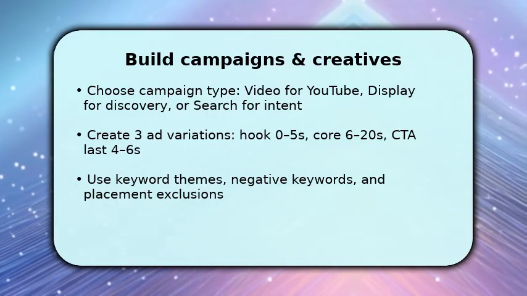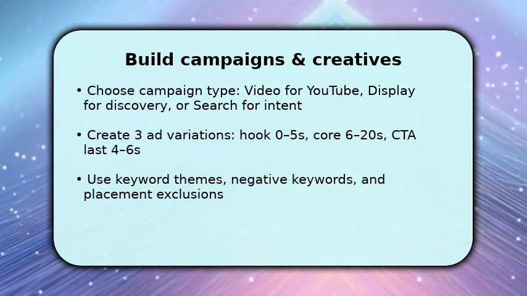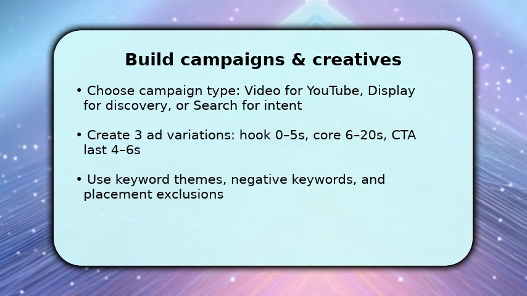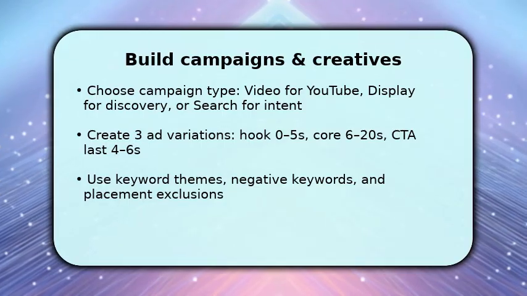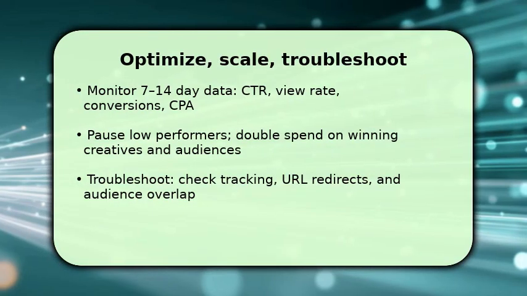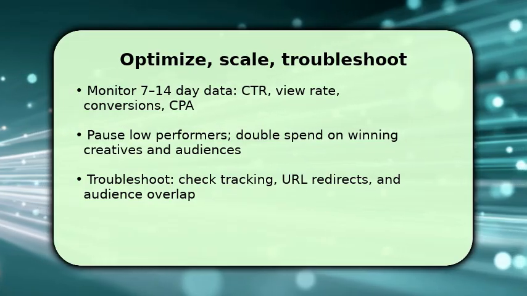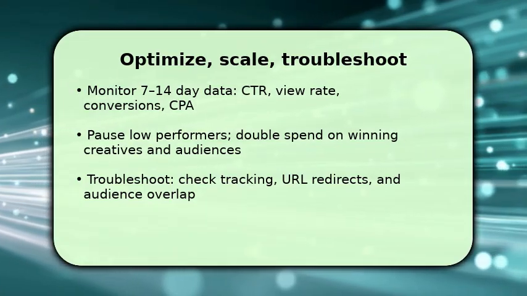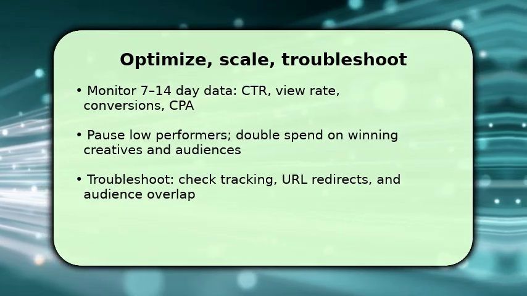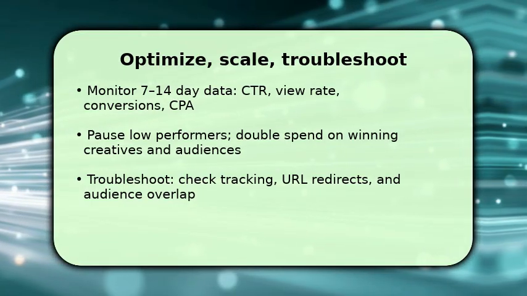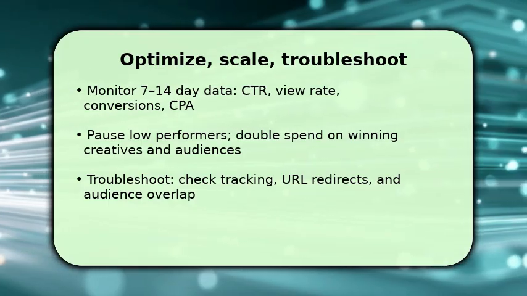Make sure to set bidding, maximize conversions or target CPA, and link to a focused landing page for accurate measurement. You review performance after 7-14 days and prioritize metrics: CTR and view rate for creative health, conversions and CPA for business impact. Once you spot winners, scale by increasing budget or expanding similar audiences.